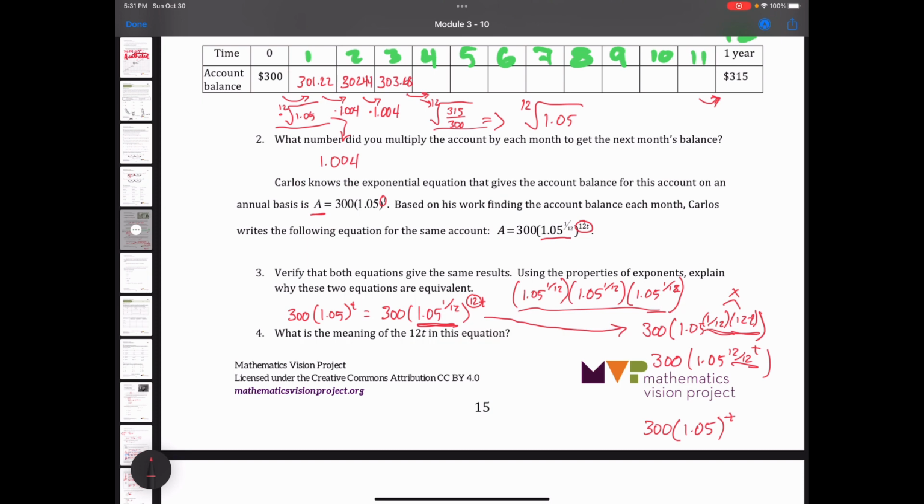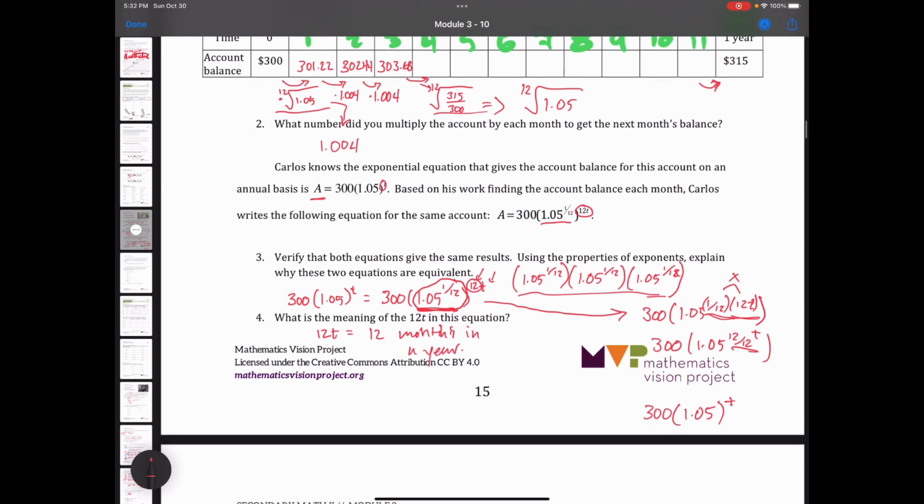So the question in number 4 says, what's the meaning of the 12t in this equation? Now, the meaning of that is, if this is the interest rate for 1 month, and we know that t is number of years, we have to ask, how many months are there in 1 year? There are 12 of them. So 12t is to say there are 12 months in 1 year. That's all we're trying to represent there.